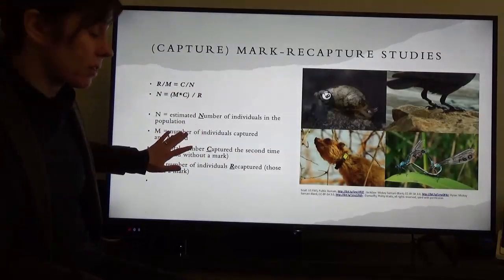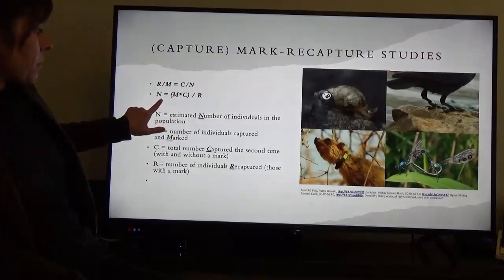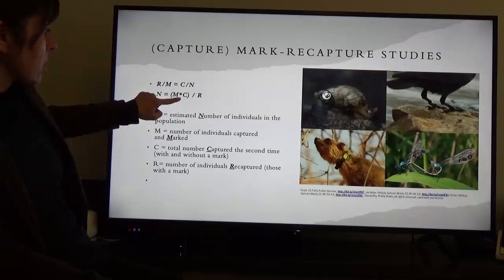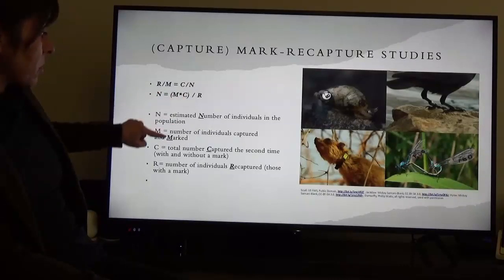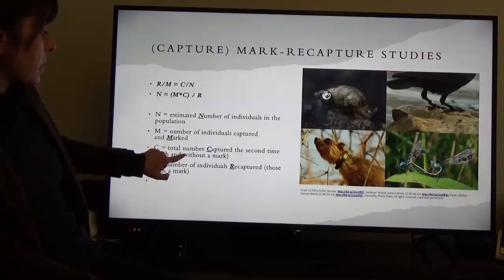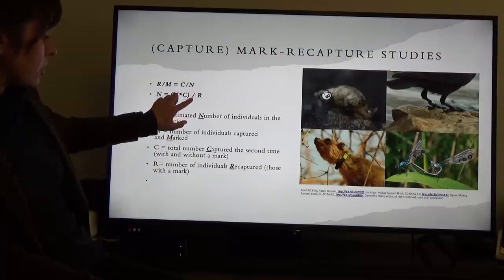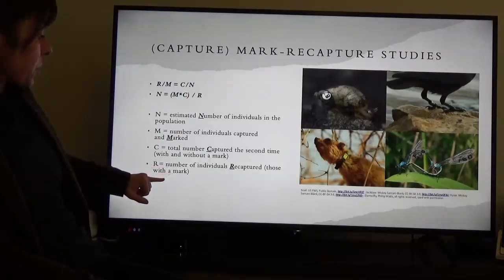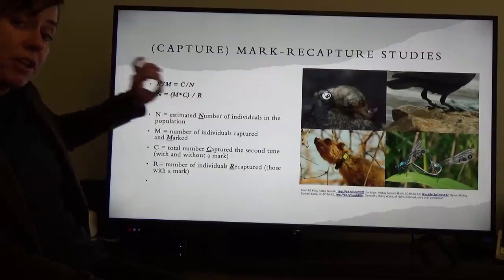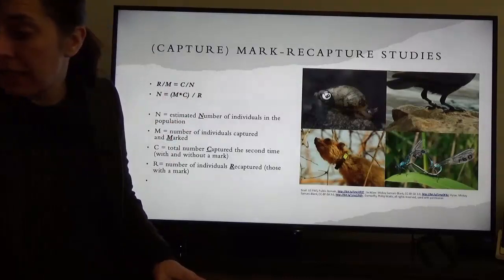So all of the individuals you captured that second time, both marked and unmarked, divided by the actual number in the population. Okay, and then if we reconfigure that, we can get this term: the number of individuals in the population equals marked times total, so the number of individuals captured and marked in time 1, times the total number captured the second time with and without the mark, divided by the number of individuals recaptured, so those with the mark. Okay, so the ones that you caught the first time and the second time. And this gives us an estimate of the actual population size.